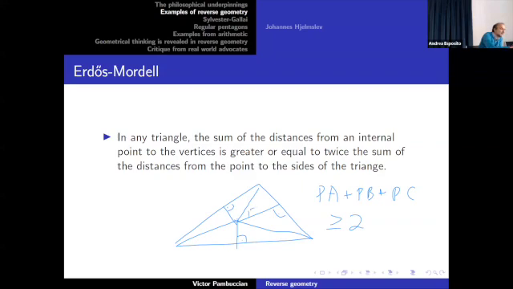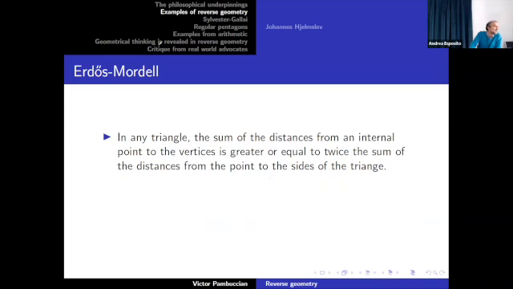So this is P, A, B, C. Let's call these L, M, and N, let's say. Yeah? Then this is greater than or equal to 2 times PL plus PN plus PM. Yeah? So this was proved in Euclidean geometry. There are multiple proofs of it.